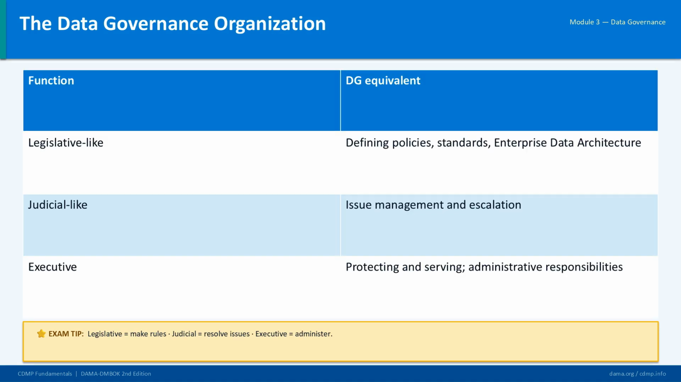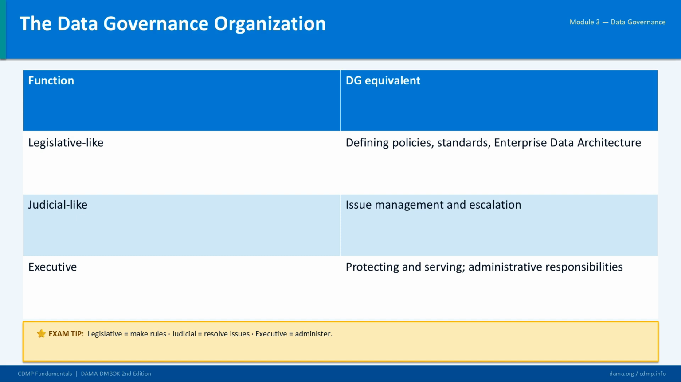The core word in governance is govern, so it helps to think about data governance the way we think about political governance. It has 3 kinds of functions. Legislative-like functions: defining the policies, standards, and the enterprise data architecture, making the rules. Judicial-like functions: issue management and escalation, resolving disputes. And executive functions: protecting and serving, plus the administrative responsibilities, running things day to day.